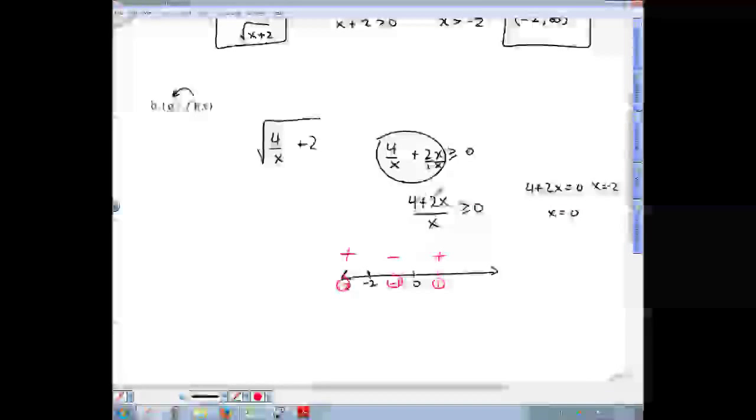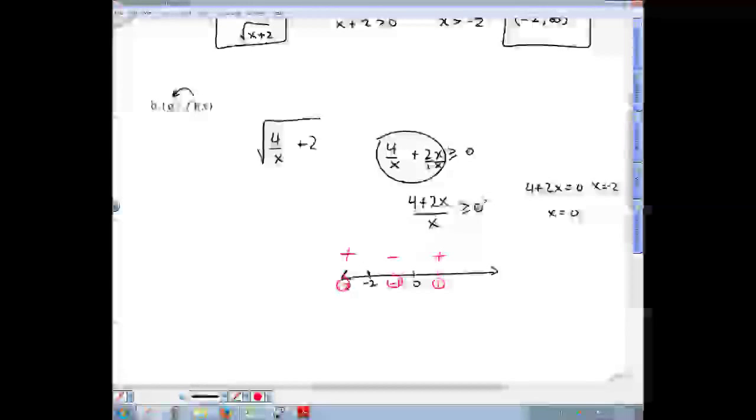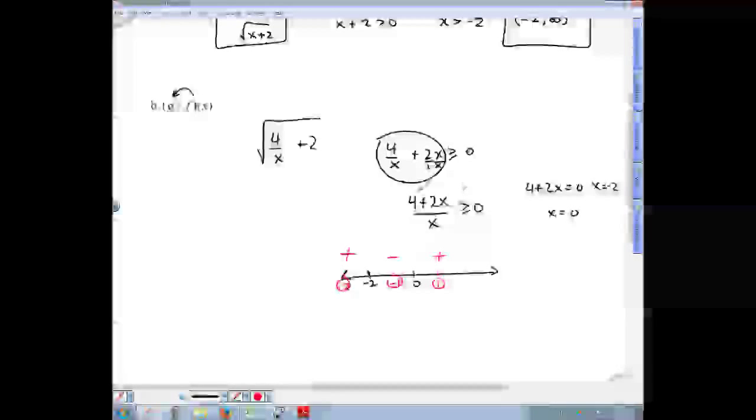Now initially we were looking for when this expression, 4 plus 2x over x, is greater than or equal to 0. What does it mean to be greater than or equal to 0? Well, those are positive numbers. Positive numbers are greater than or equal to 0. So this expression is positive in this region and in this region. So it's positive from negative infinity to negative 2, and it's positive from 0 to infinity.